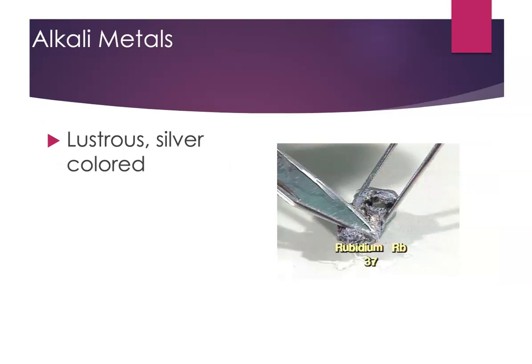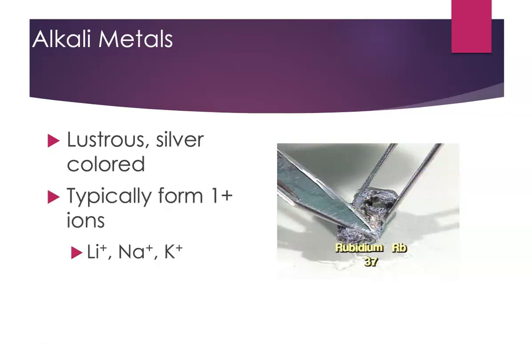Like I said, they're shiny and they're silver colored. When we cut away that oxide layer on the outside, we can see that silvery color, and they're very shiny. The other thing that's important for you to know about the alkali metals is that they typically form ions with a 1+ charge by losing one electron. So we'll see lithium ion and sodium ion and potassium ion. They're all +1, and they all fit into group 1. That makes it easy to remember.